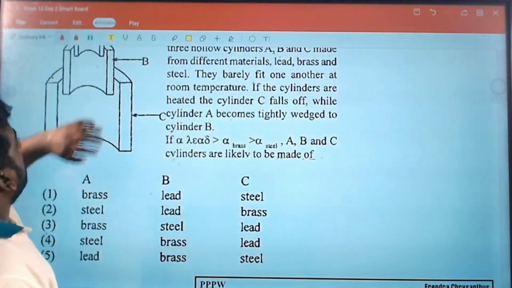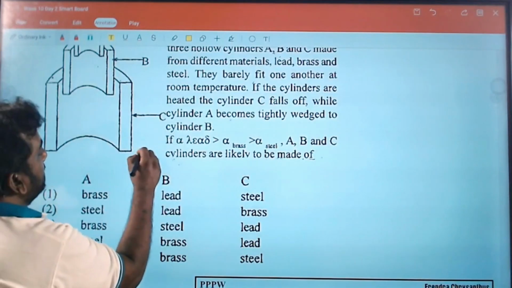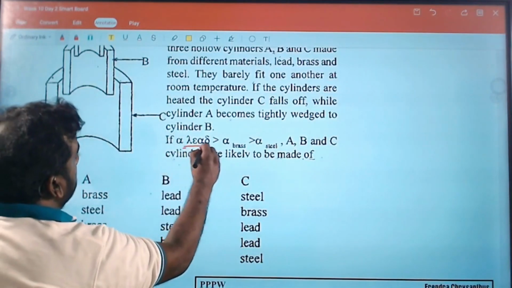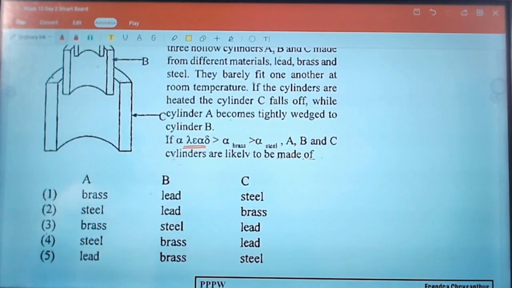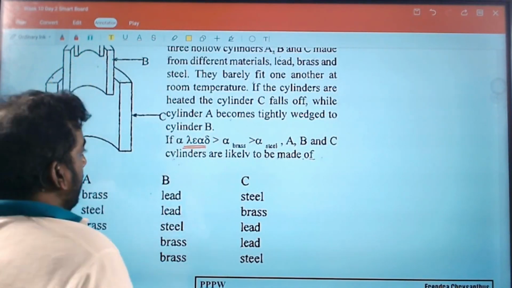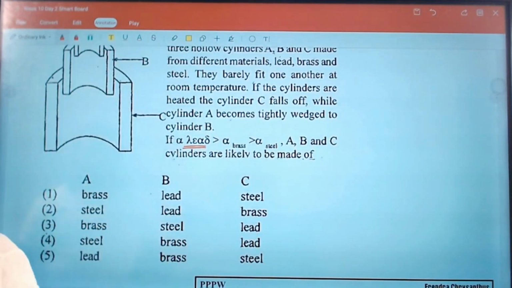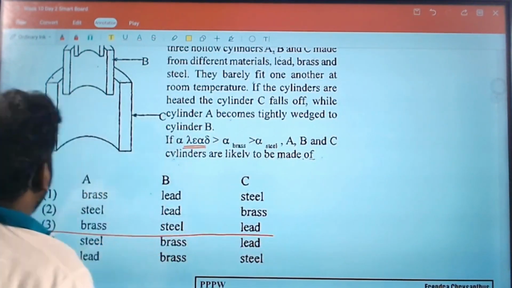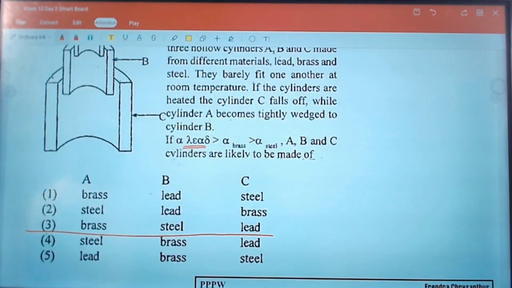Right now. So here these falling off means large expansion. Large expansion means it's going to be lead. And A is going to be tightly fit. A is expanding more, and A expanding more means brass. So correct answer is answer number 3.